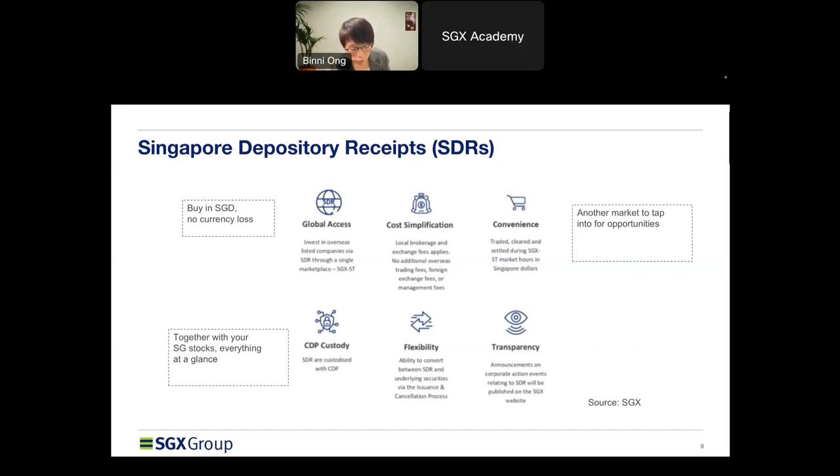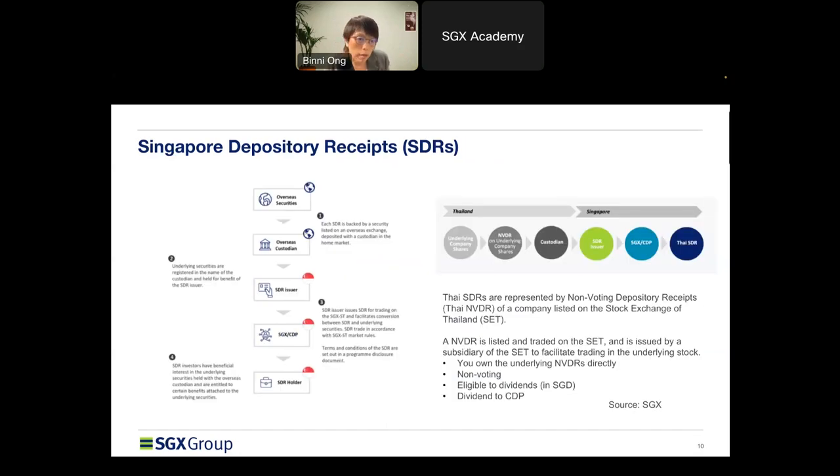There are also other benefits. For example, there are some markets which are doing very well, and some industries which we can't otherwise have access to. If you use SDR, you can tap into these markets for another opportunity. So apart from what has been listed by SGX, such as flexibility, transparency, convenience, cost and global access, I think these are the three main reasons why I would suggest you look into SDR. As and when there's an opportunity, it might be another market that you want to explore. We are doing this globalization already, so I think in the future there should be more offerings via the SDR.